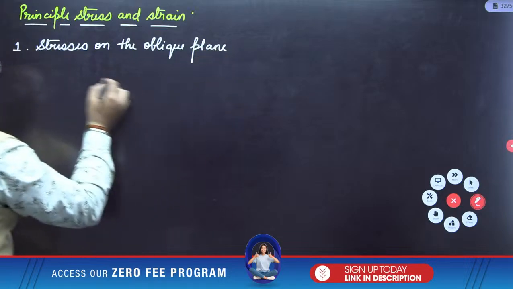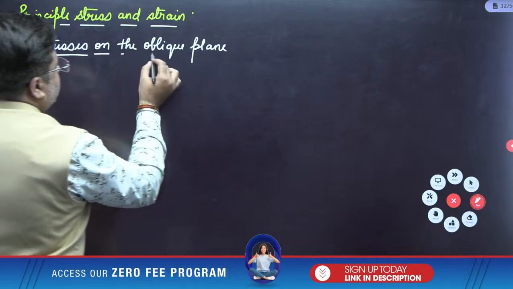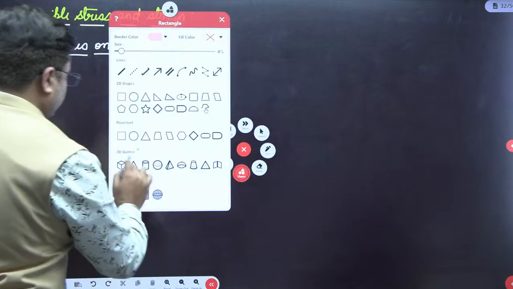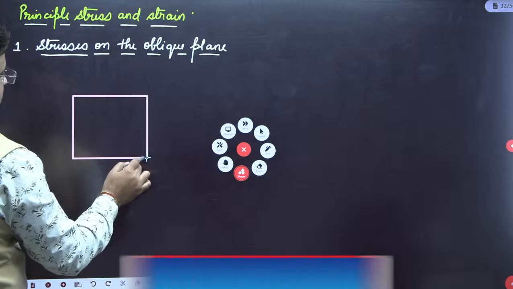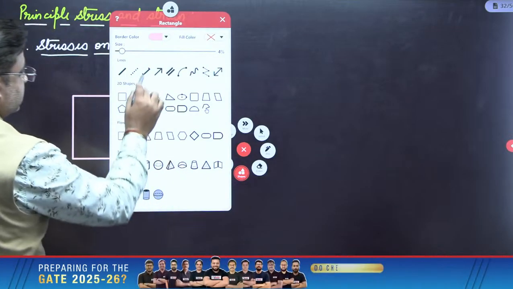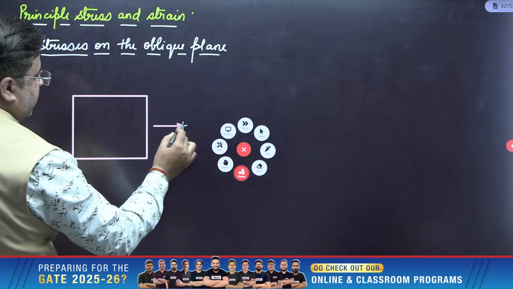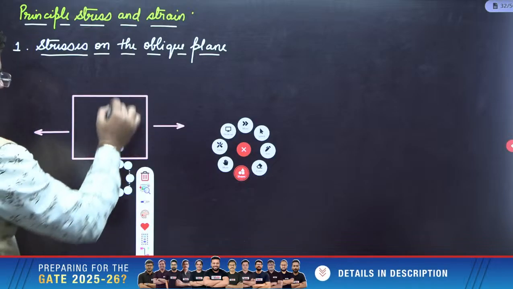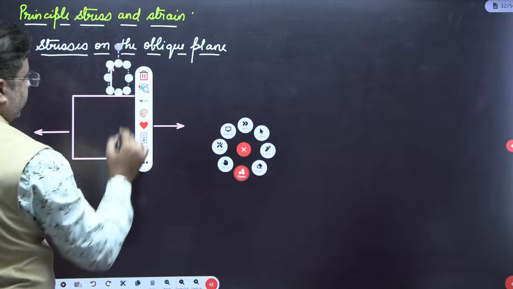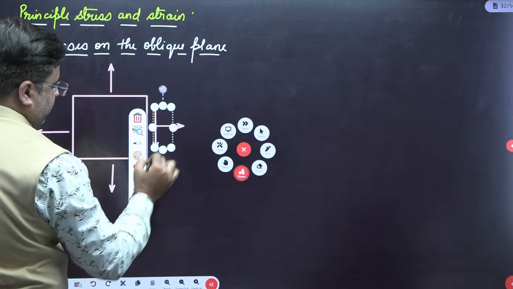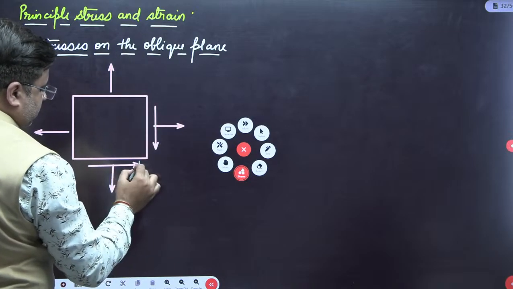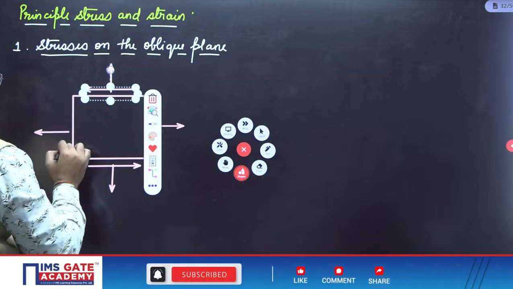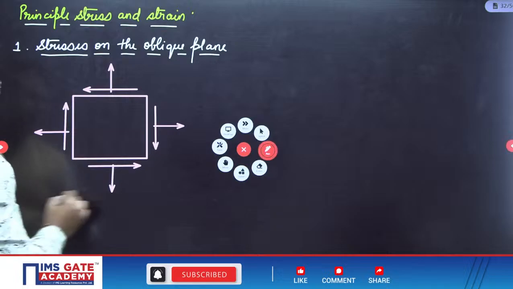So you have a complex state of stress, and it is subjected to normal and shear stresses like this. Normal stress in x direction is sigma x, normal stress along y direction is sigma y. Then you have shear stress tau xy acting like this, tau yx acting like this, and then you have tau xy acting like this.